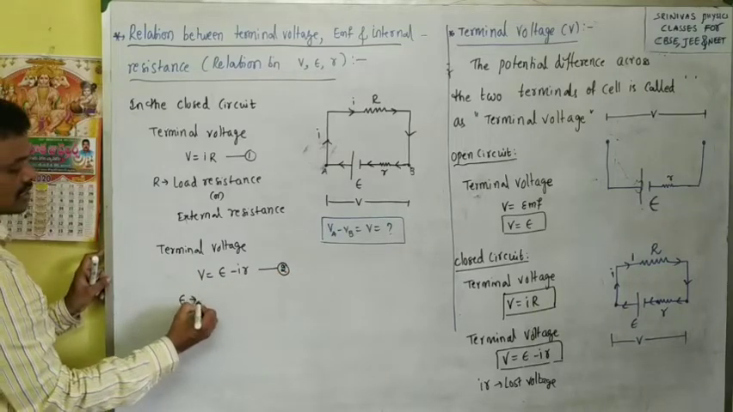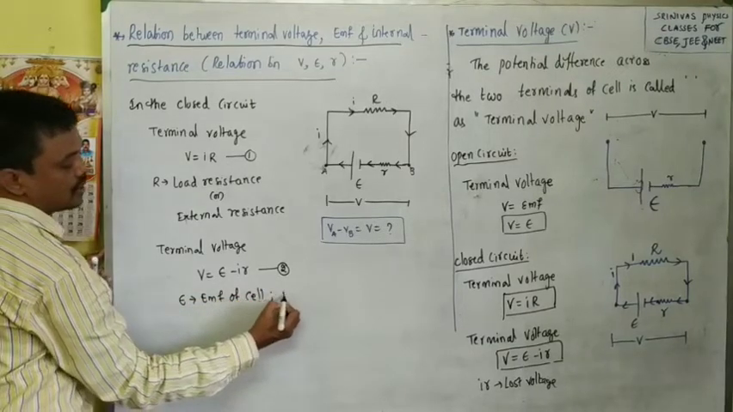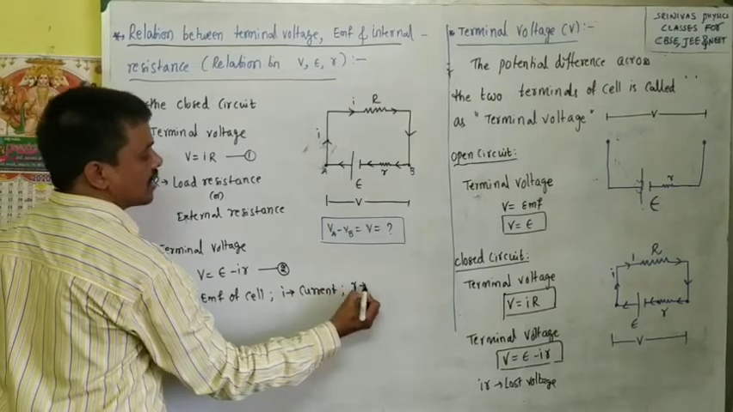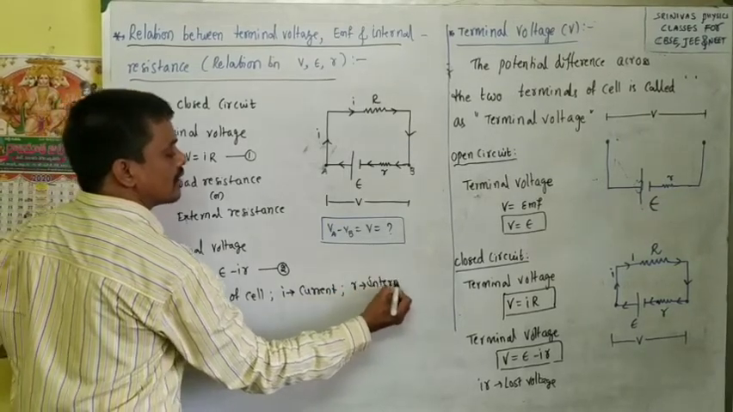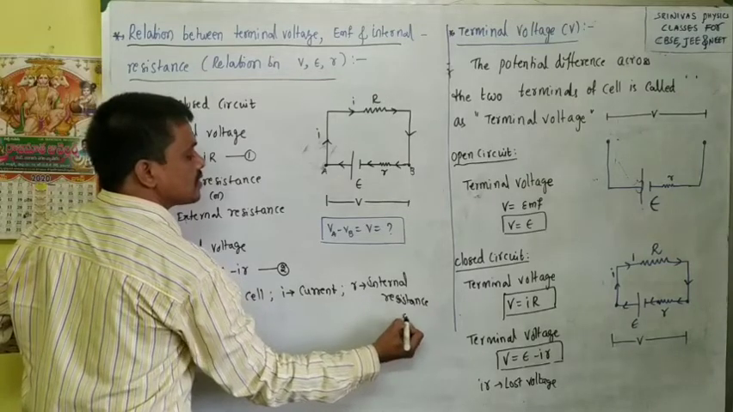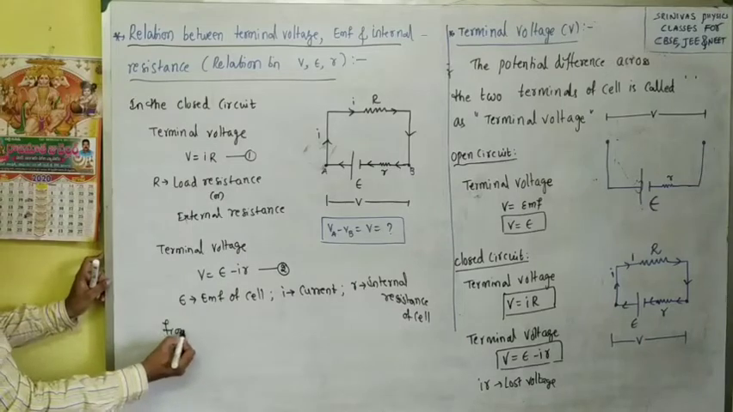V is equal to E minus IR. What is E in this? EMF of the cell. What is I? Current. What is small r? Internal resistance of the cell.